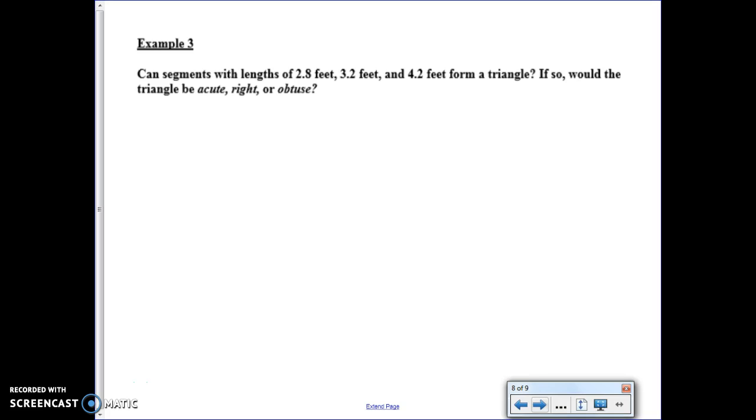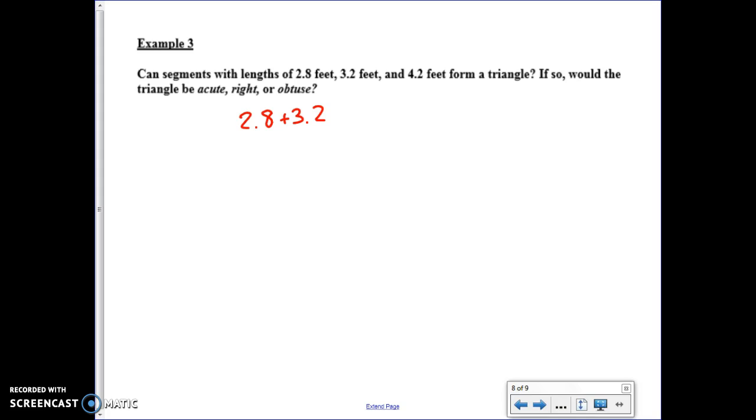So, example 3 says, can the segments with lengths of 2.8 feet, 3.2 feet, and 4.2 feet form a triangle? If so, would the triangle be acute, right, or obtuse? Well, the first question goes back to a previous chapter where we were talking about whether or not lengths can form triangles.